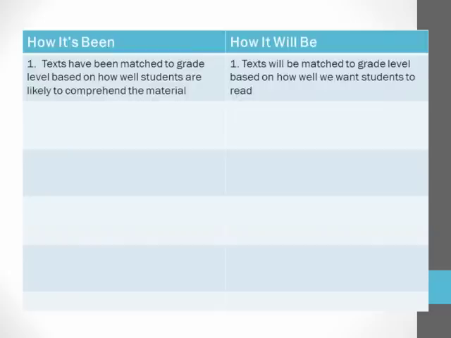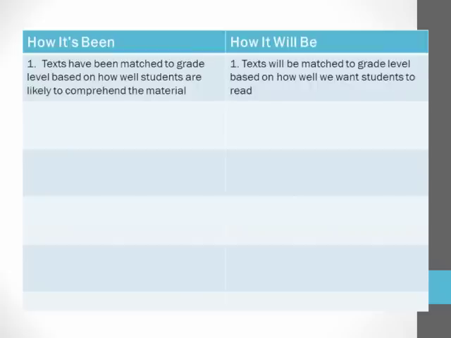All I'm getting at here, just like it says under the "how it's been" column, is that if you look at what textbook publishers have done, what school selection committees who purchase textbooks have done, and what the trade books try to do, the individual stories and books that are sold to libraries and parents and schools, these texts have usually been matched to a grade level based on how well students are likely to comprehend the material. If you're used to looking at things like Lexile levels or any readability levels, that's really what those are meant to tell you.